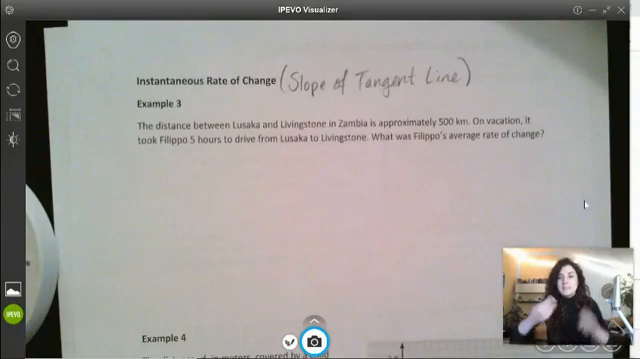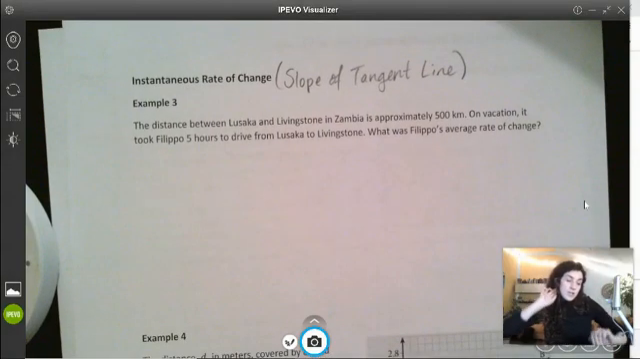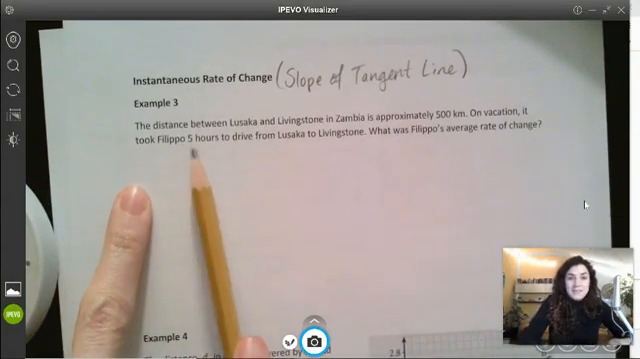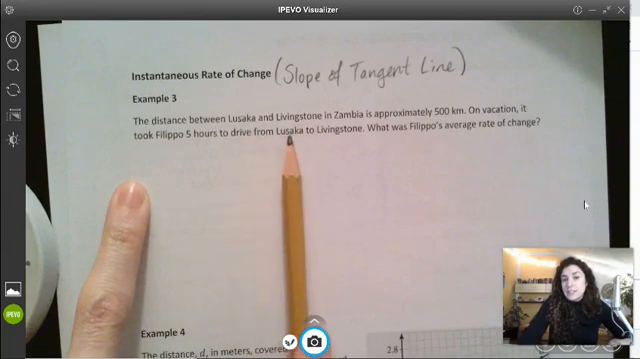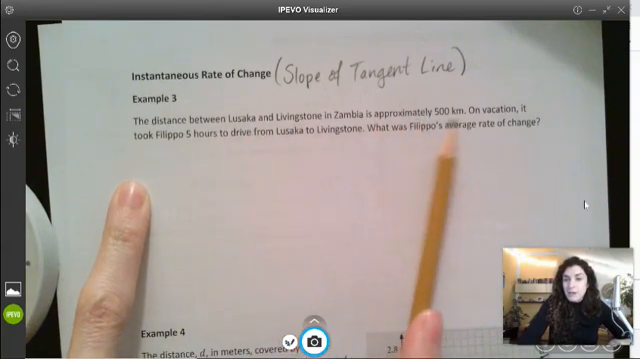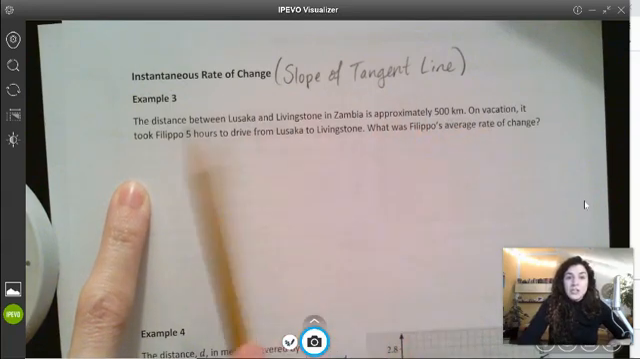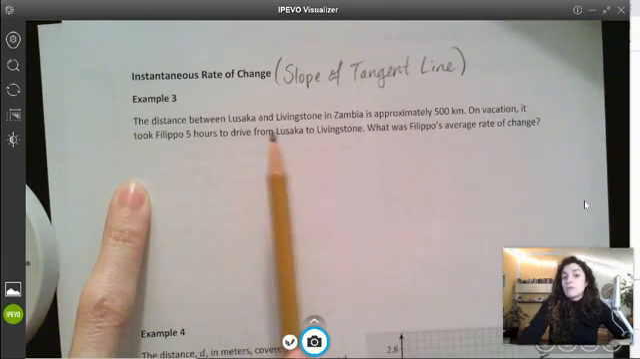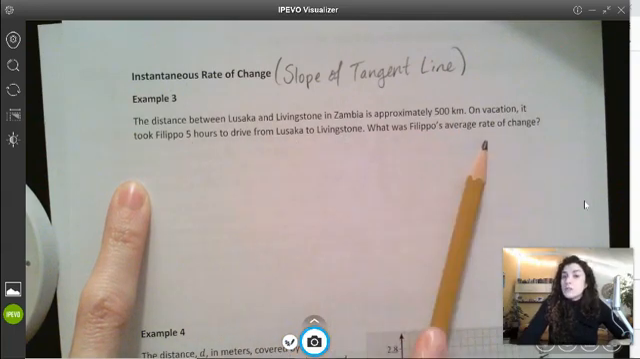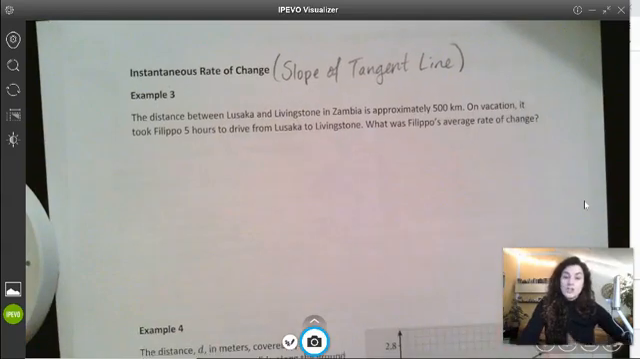And we're going to talk about what that means. What I want you to talk about first is this. The distance between Lusaka and Livingstone in Zambia is approximately 500 kilometers. On vacation, it took Filippo 5 hours to travel from Lusaka to Livingstone. What is Filippo's average rate of change?